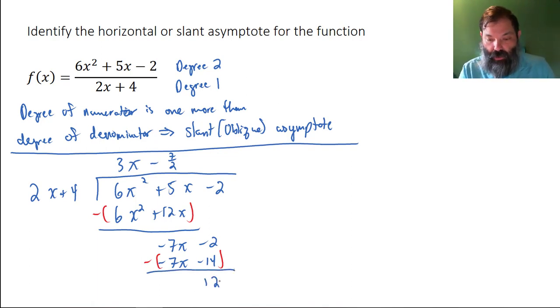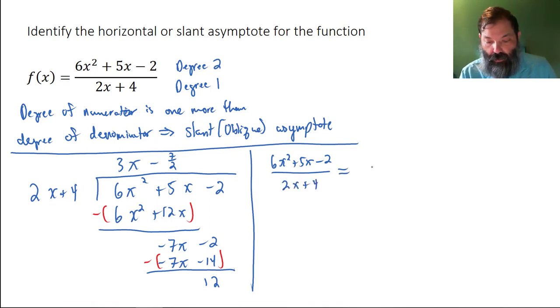So what that tells us is (6x squared plus 5x minus 2) over (2x plus 4) is equivalent to 3x minus 7 halves plus 12 over (2x plus 4).